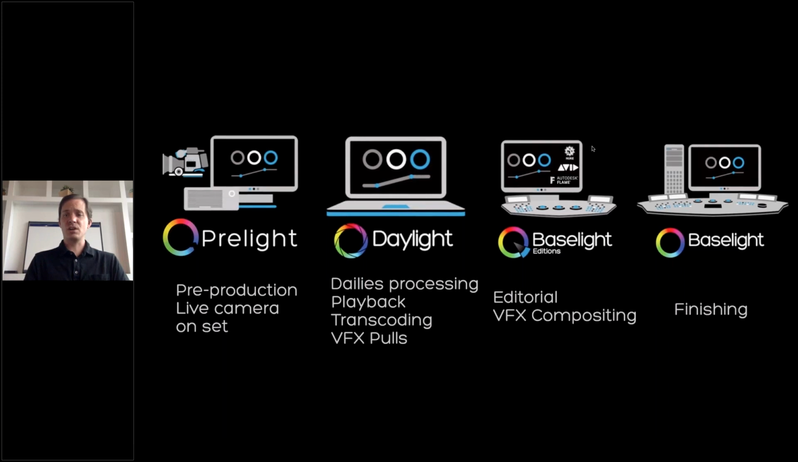Daylight can be used on set or near set. It can also be used in post-production, but that's what actually takes the camera raw material and transcodes it into something that's useful for editorial. So it'll produce Avid files or ProRes QuickTime files. It can also be used for just basic playback, for reviewing camera raw footage, for doing transcodes to other things like digital cinema packages, and for doing VFX pulls.